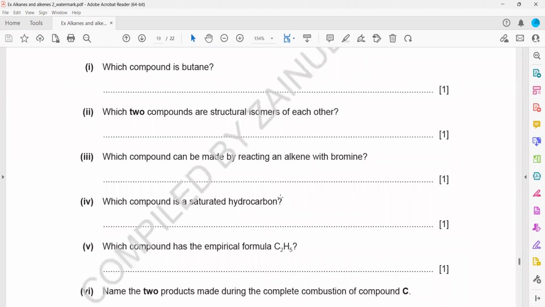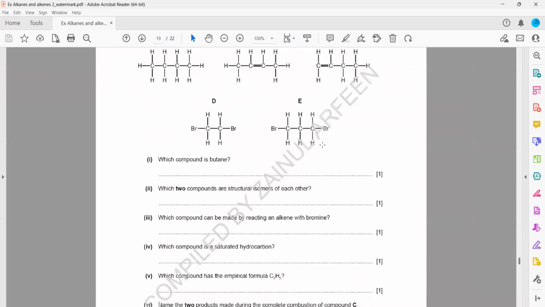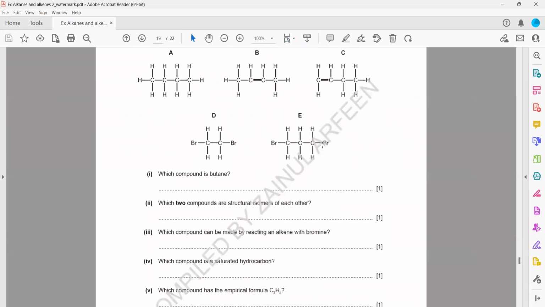Which compound is a saturated hydrocarbon? A. A is a saturated hydrocarbon, that's right. Which compound has an empirical formula of C2H5? Like the simplest ratio between carbon and hydrogen is 2:5.